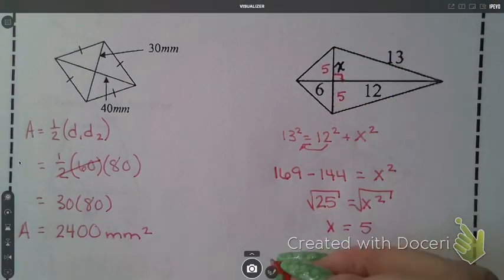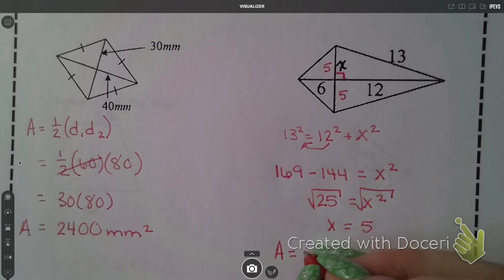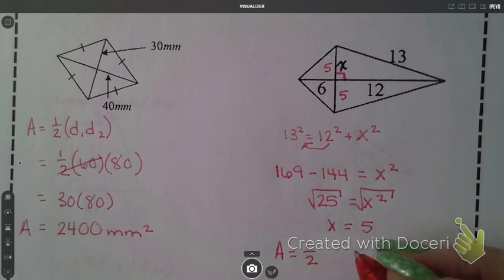So area equals 1/2. We're finishing. Sit down. Sit down, Mason.